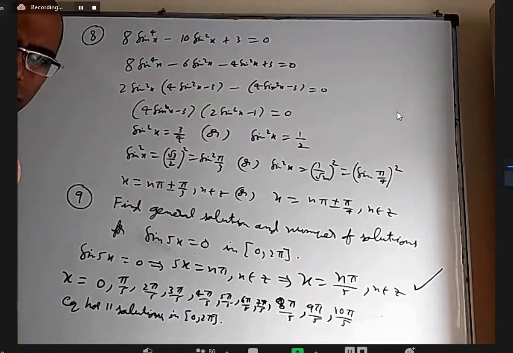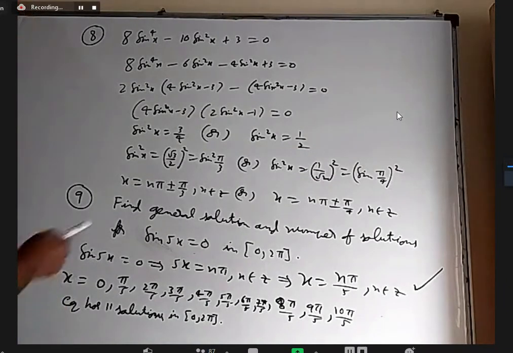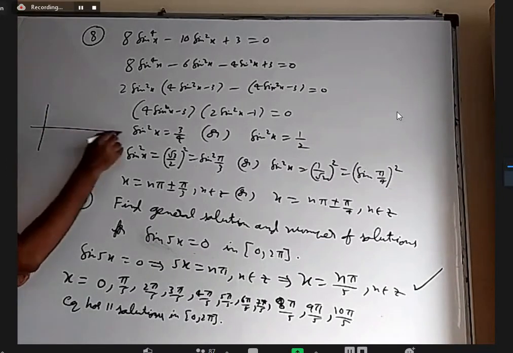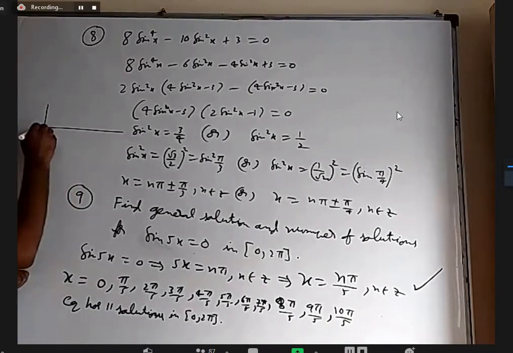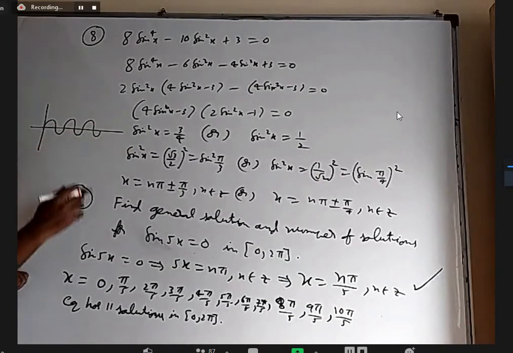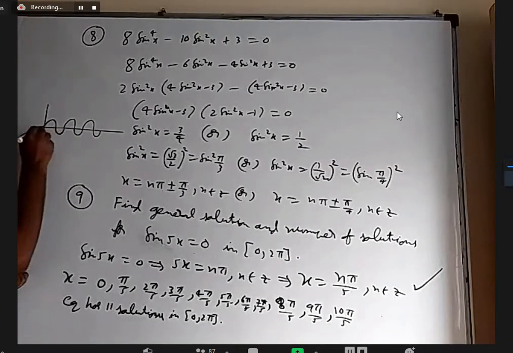Sir, once again, can you say why it is 11 solutions? Oh, these are 11. Count them. No, the graph will have 5 waves, man. 1, 2, 3, like that, 5 waves. The first wave will have only these 2.